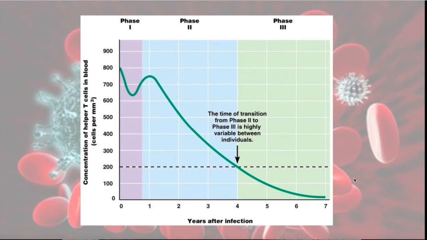Okay. So here we just see the phases after the initial infection point. In phase 1, and this is showing how many helper T cells you have in your blood, initially it drops and then starts to come back. And then your helper T cell counts will decline. Once you reach that threshold of below 200, that's when phase 3, or AIDS, is diagnosed. The amount of time spent in phase 2 is going to vary from person to person, especially if that person is taking antiretroviral therapy drugs.